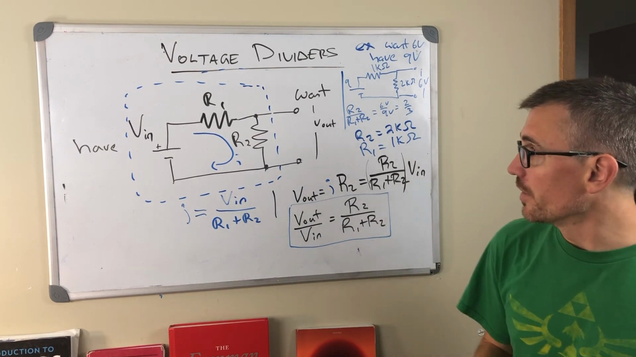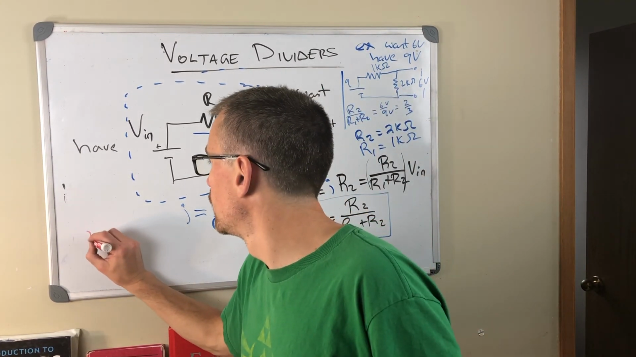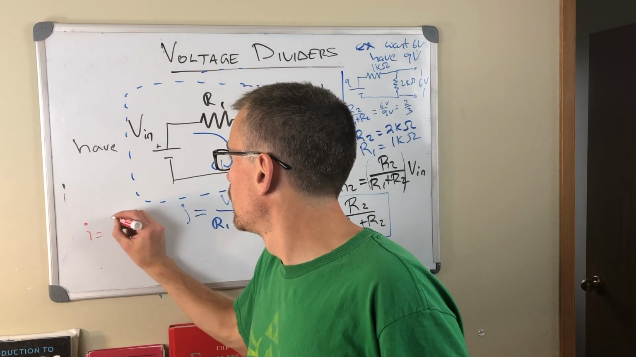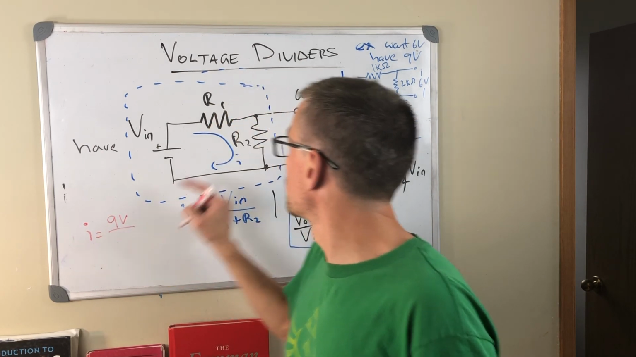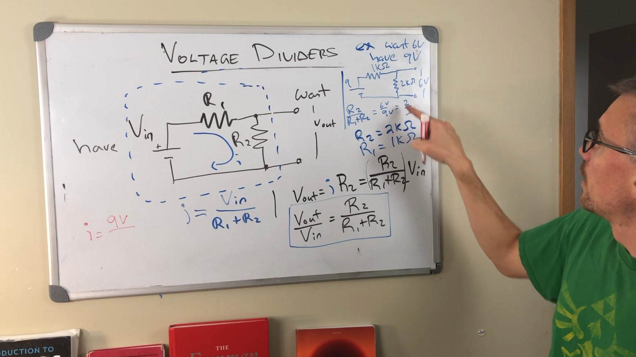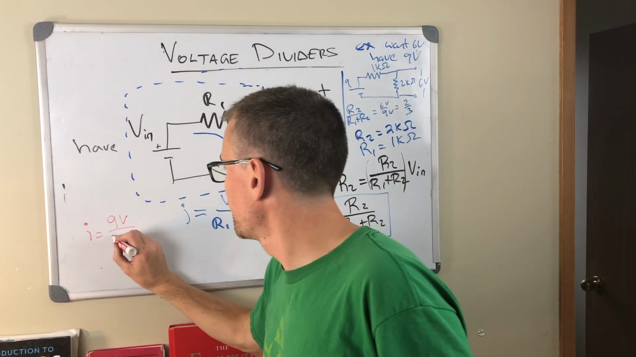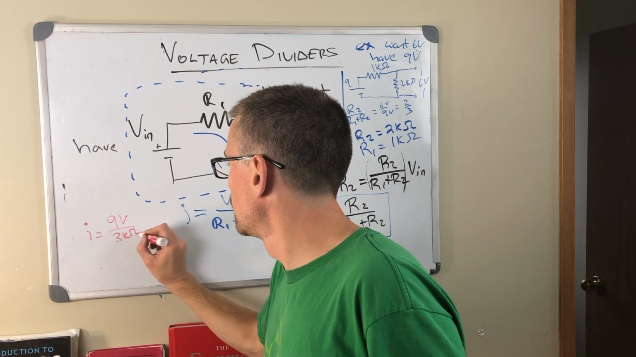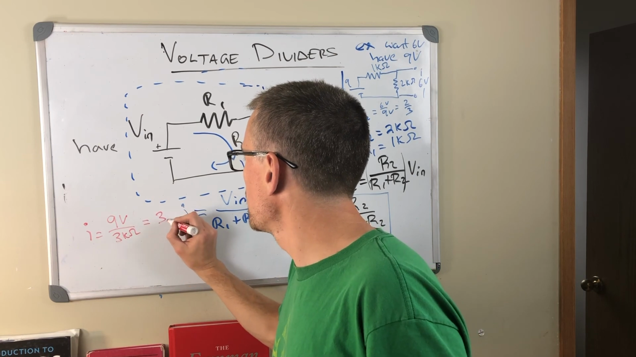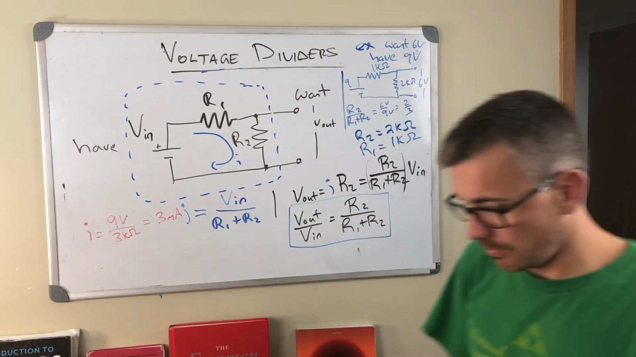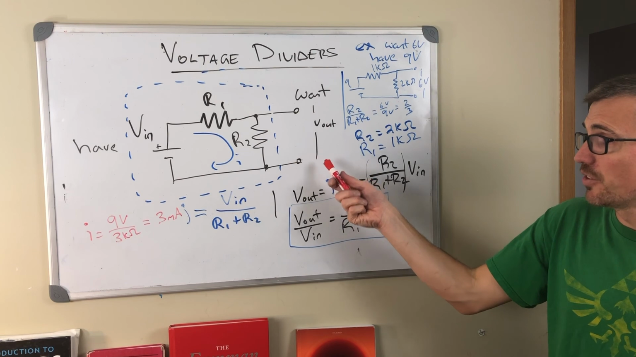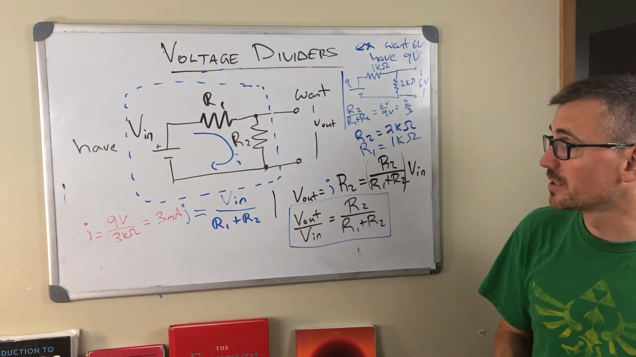Well, in this case, the current it's running is 9 volts over the total resistance, which is 1 plus 2 is 3. Even I can do that. Kilo ohms, 3 milliamps. So even without plugging anything into it, it's constantly dissipating 3 milliamps.